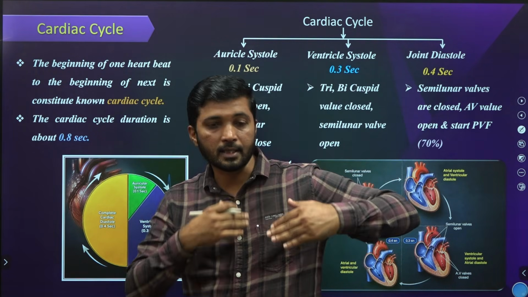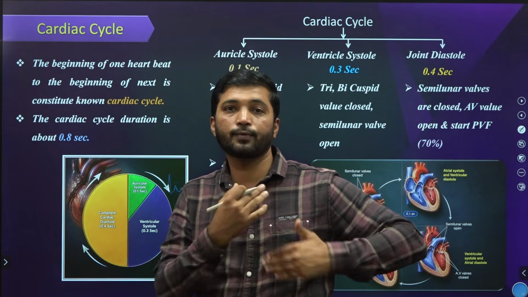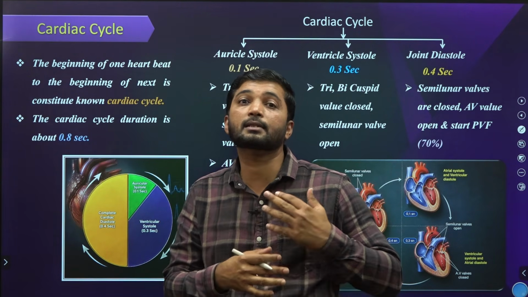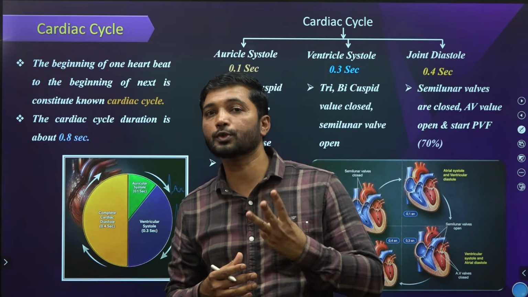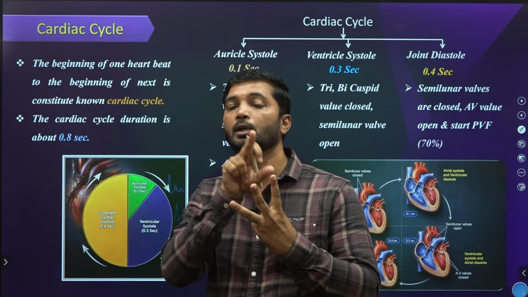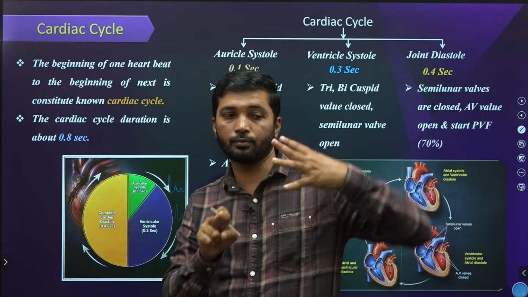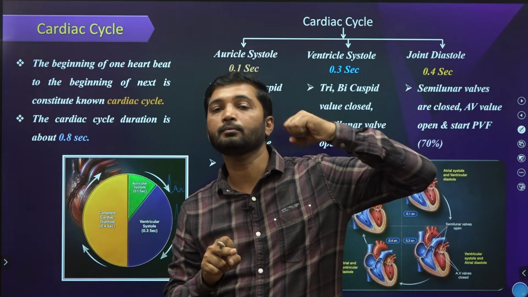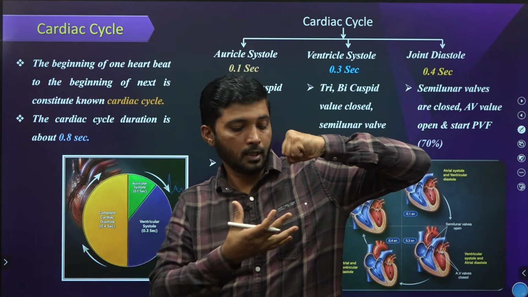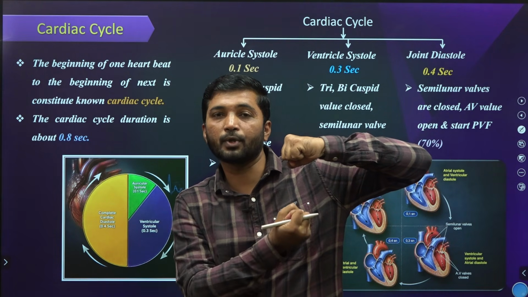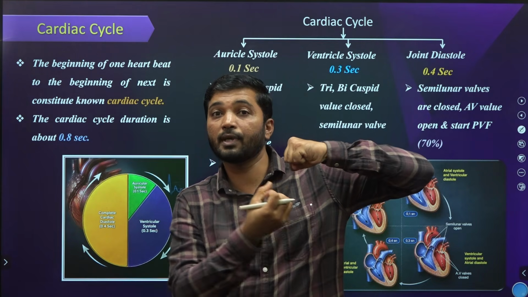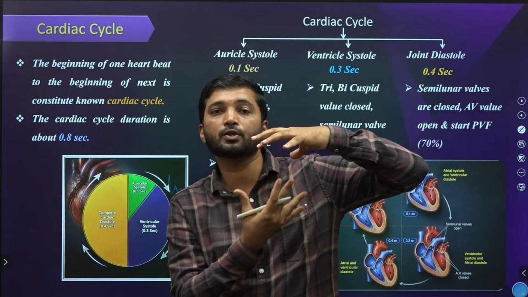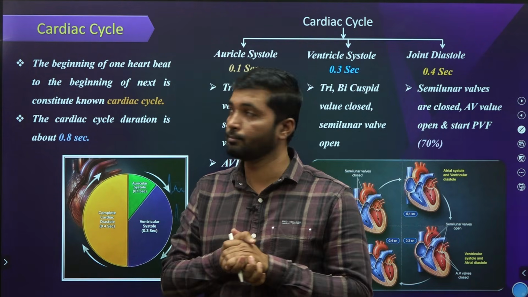In a heart there are cyclical events, one after another, continuously throughout life. The cyclical events that take place in the heart are the cardiac cycle. The cardiac cycle includes mainly three events: auricle systole, ventricle systole, and joint diastole. Auricle systole is the contraction of both chambers of the atria. Next, ventricle systole is the contraction of both chambers of the ventricles. Then diastole, the relaxed state, where the chambers come back to the normal state.